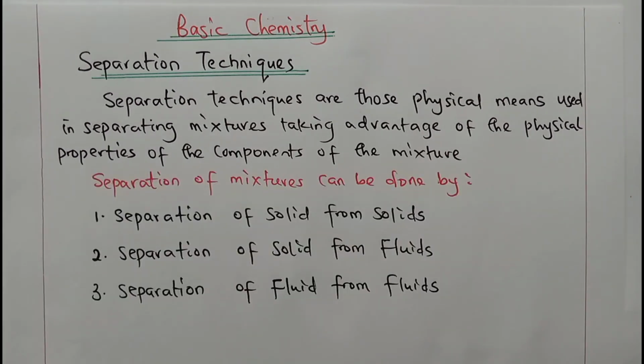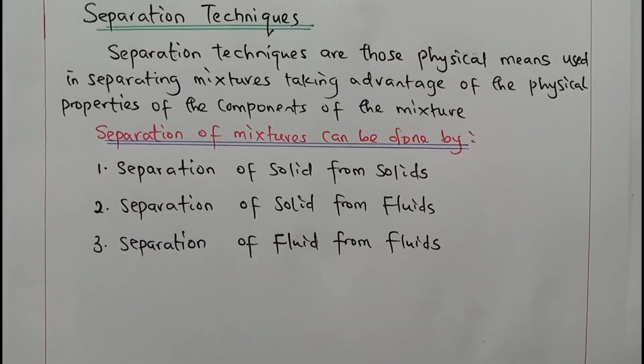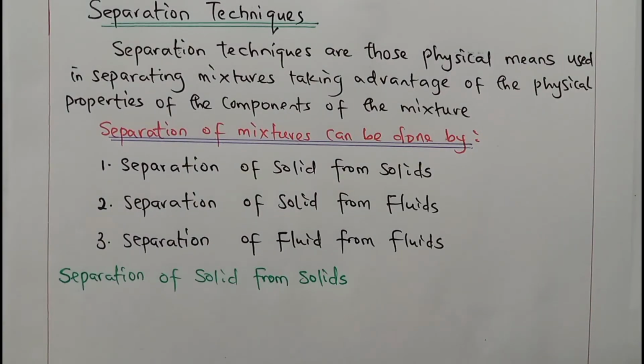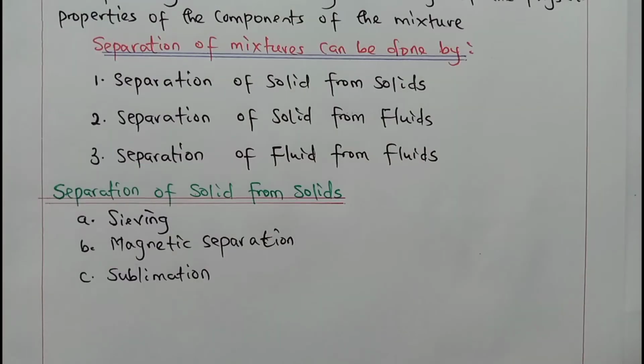We are going to have the concept of separation techniques under three formats: separation of solid from solids, separation of solids from fluids, and separation of fluid from fluids. Let us start with separation of solid from solids. We have three major separation techniques we are going to employ in separating solid from solids. And note that each of these separation techniques is based on the physical properties of the mixture's components. Hope you get that. We have three major: sieving, magnetic separation, and sublimation.